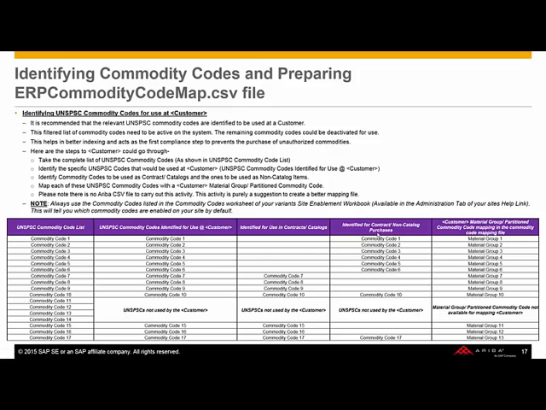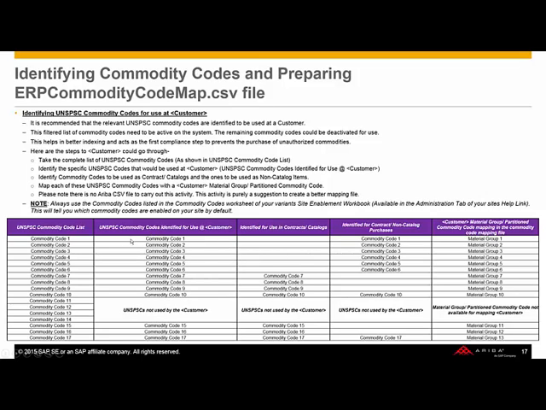Remember, with a non-catalog purchase, the user actually has to choose a commodity code from a list. So we want to make sure they have the appropriate codes to choose from, and only the appropriate codes. And then we may have the material group partition commodity code mapping in the code mapping file.